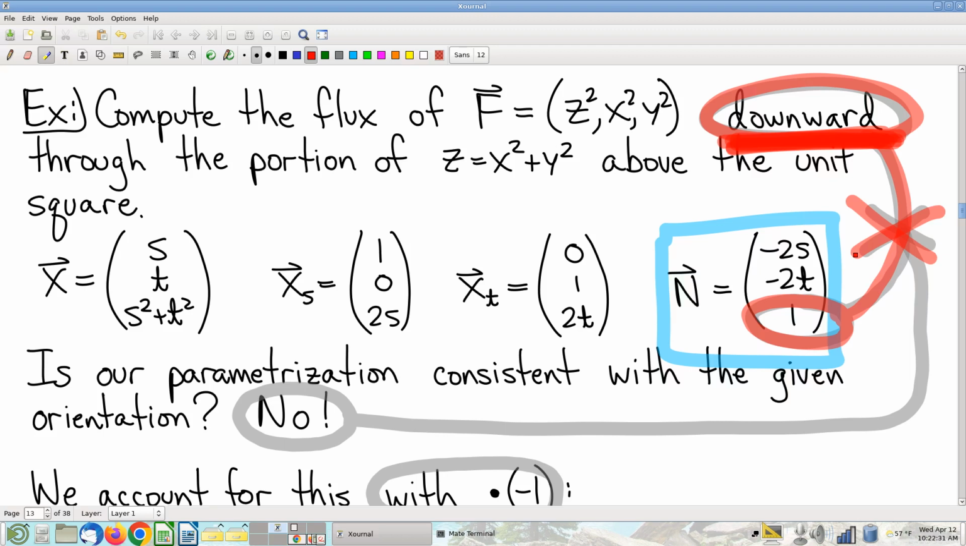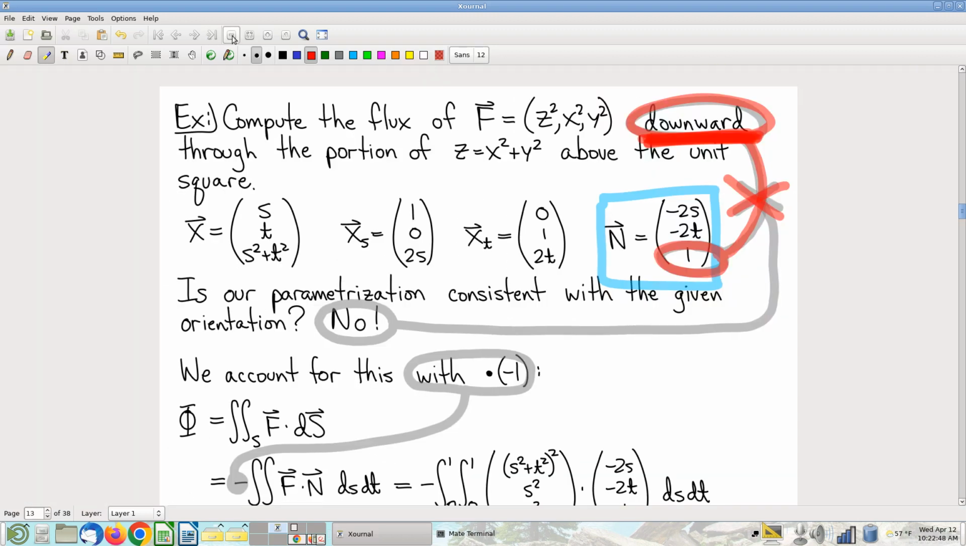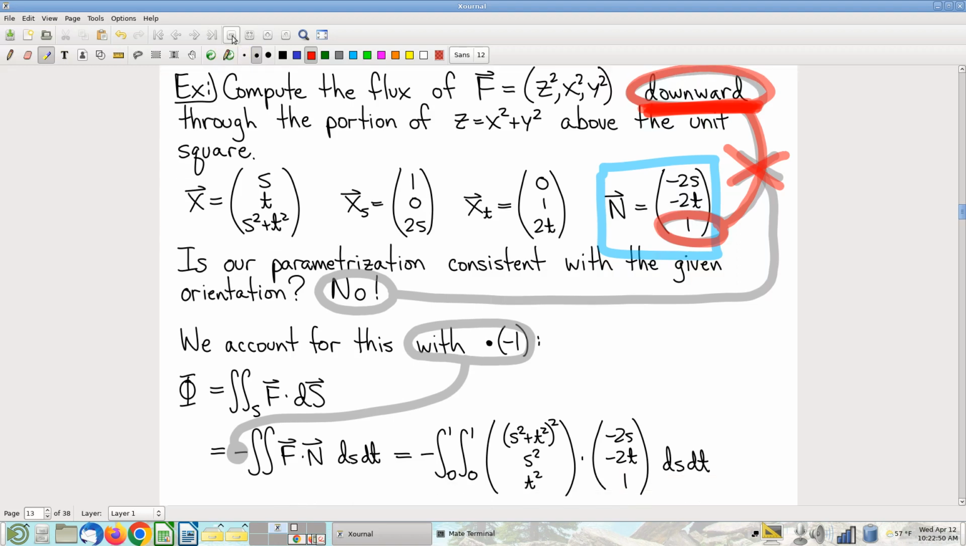Beautifully, what I know is that I've parameterized not just the wrong way, I've parameterized exactly wrong. This is a good thing. Exactly the negative of the parameterization that I should have done. So that means that my answer is going to be off by a minus sign. I'll fix it by inserting an extra minus sign. It's as easy as that.